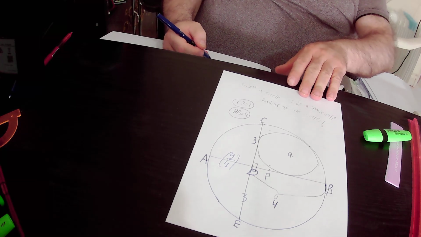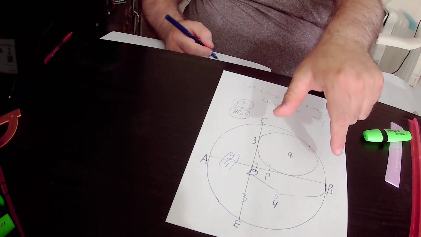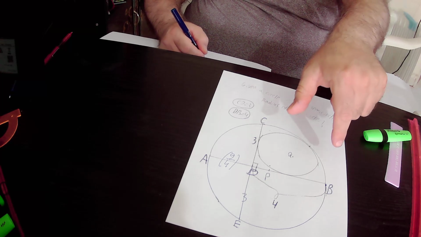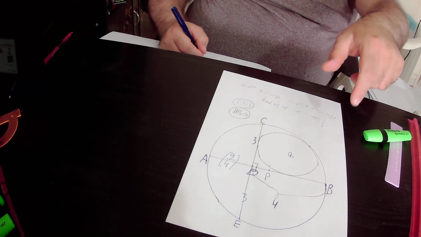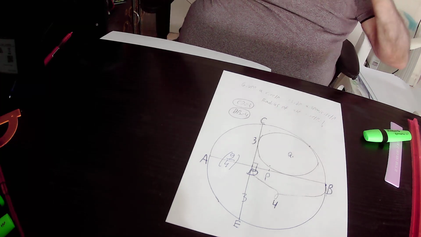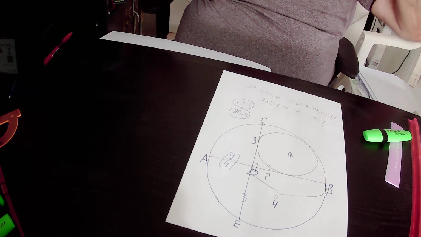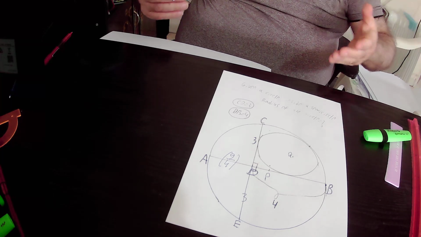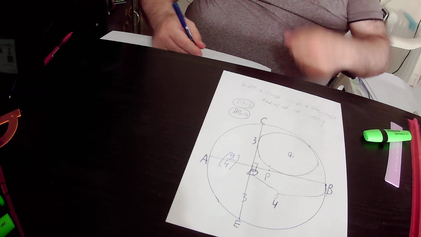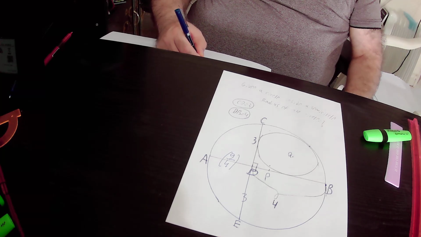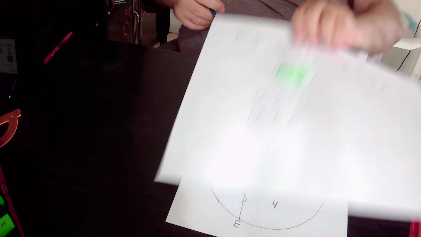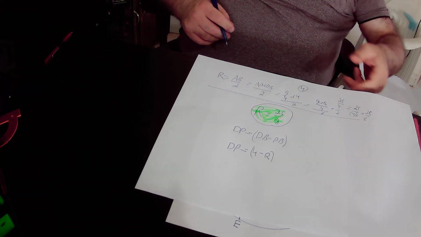equals DB. It is given in the question that DB equals 4 units, so we substitute DB by 4 minus PB. What is the length of line segment PB? P is the center of the big circle. B is a point on the big circle itself. And that is exactly the definition of a radius. So PB equals capital R, the radius of the big circle. So in conclusion, we found that DP equals 4 minus capital R.